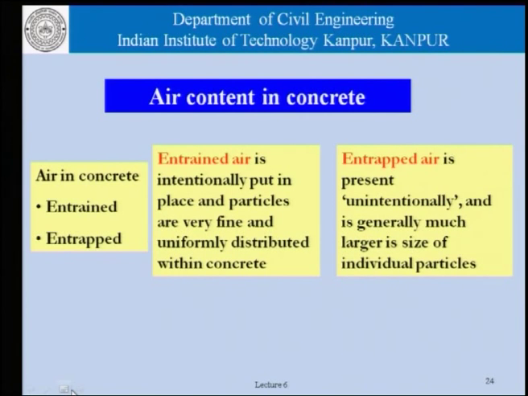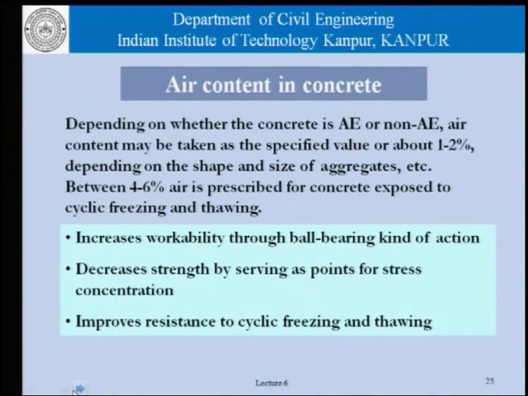When it comes to measurement, of course, any measurement method would not be able to distinguish between air which is entrained or entrapped. Let us take a look. Now, as far as air content is concerned, depending on whether the concrete is air entrained or non-air entrained, that is, it has an air entraining admixture or it does not, the air content may be taken as a specific value, maybe about 1 to 2%, depending on the shape and size of aggregates, etc. However, an air content of about 4 to 6% is prescribed for concretes which are exposed to cyclic freezing and thawing.